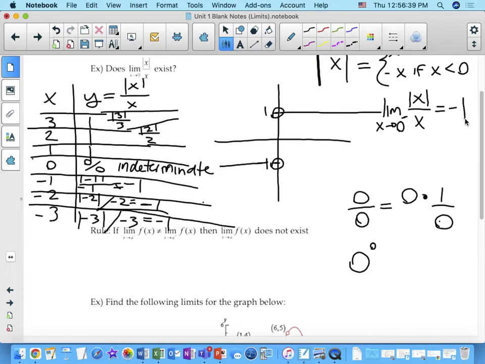Because as you're getting closer and closer to 0, your function approaches -1. Okay? From the right side, if you're approaching 0, x is approaching 0 from the right side, the limit as x approaches 0, to show that we're coming from the right, we use a positive sign, of the absolute value of x over x is equal to +1.